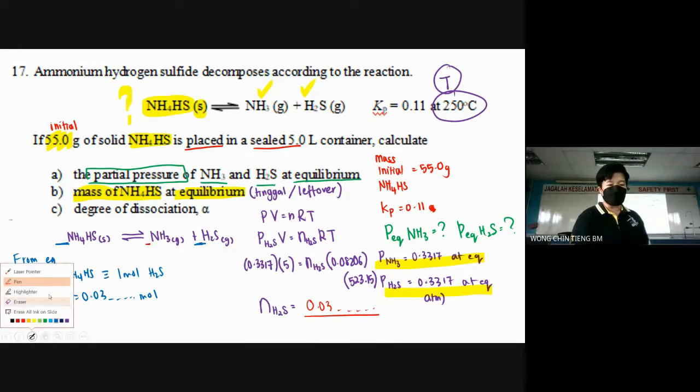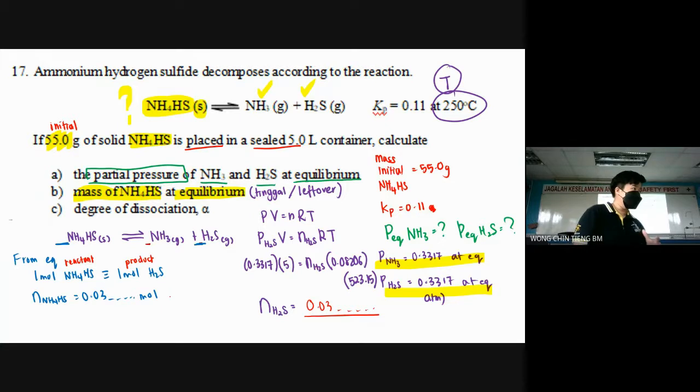Is the number of mole that you got, the one you compared, the number of mole final? I have a product. I compare my product with my reactant. This is the number of mole at equilibrium. Kikin said so. What about the others?